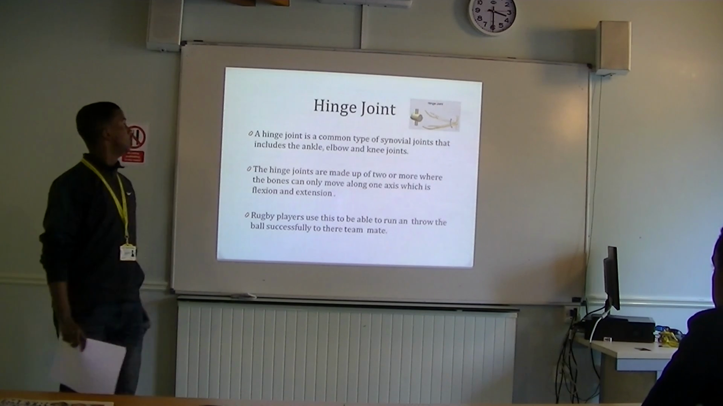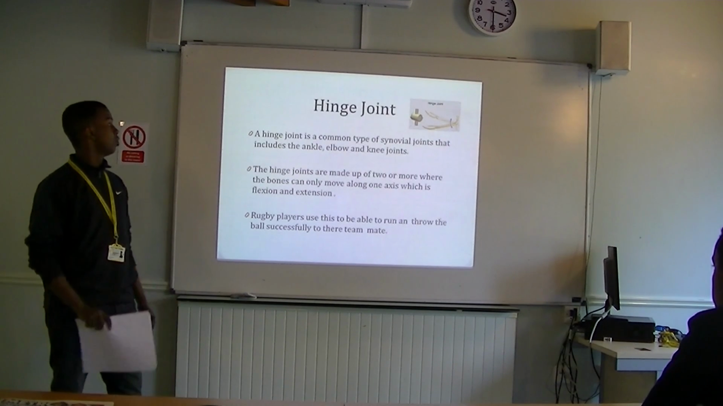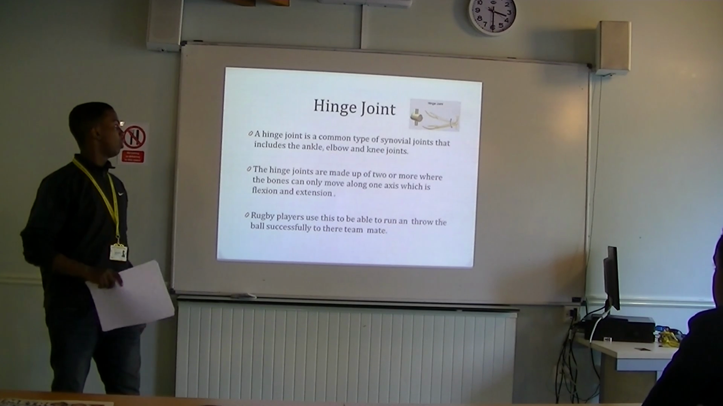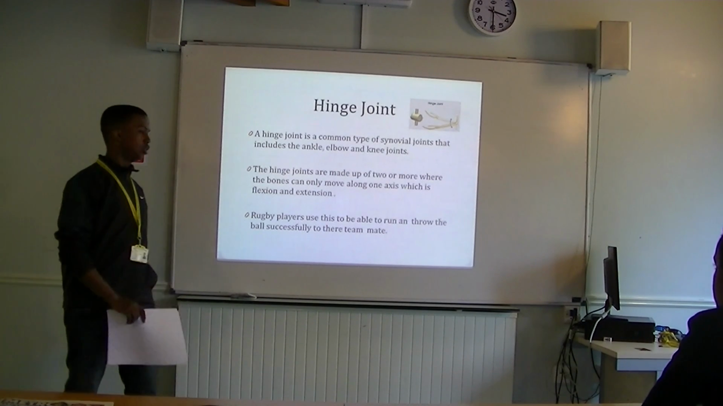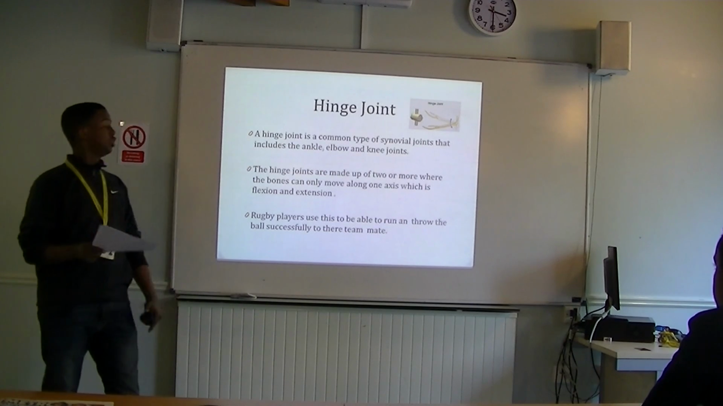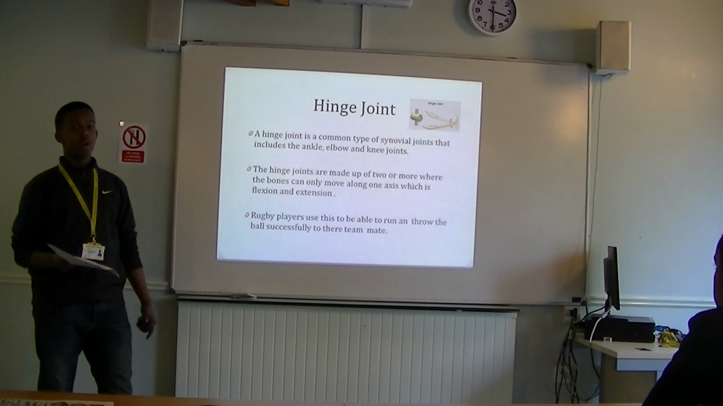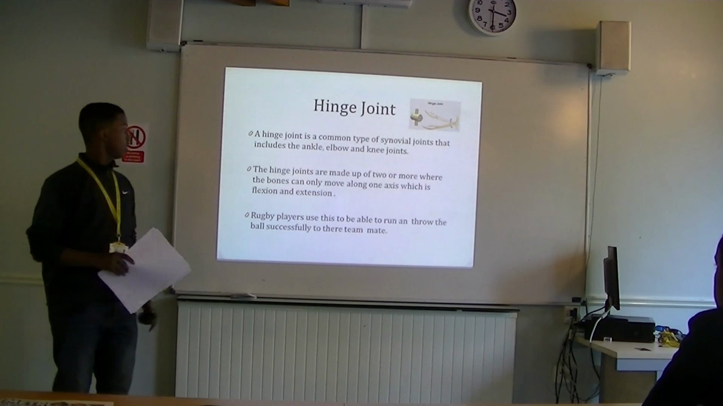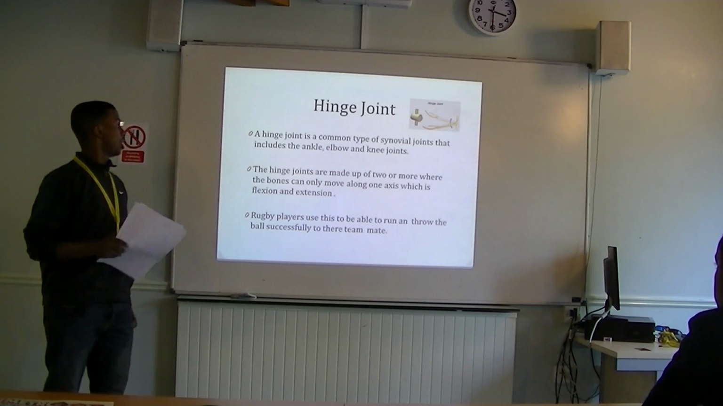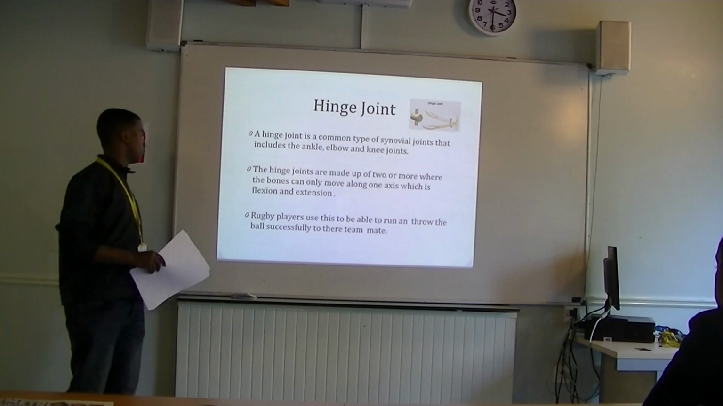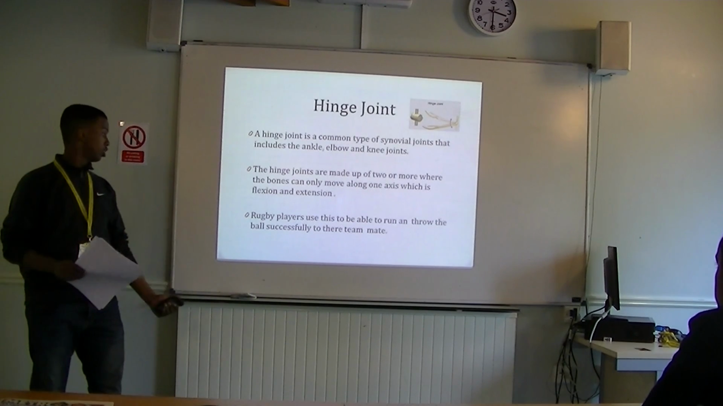So the hinge joint. A hinge joint is a common type of synovial joint that includes the ankle, elbow, and knee joints. These joints have synovial fluid which helps them move better. The hinge joints are made up of 2 or more bones which can only move along one axis, which is the flexion and the extension.